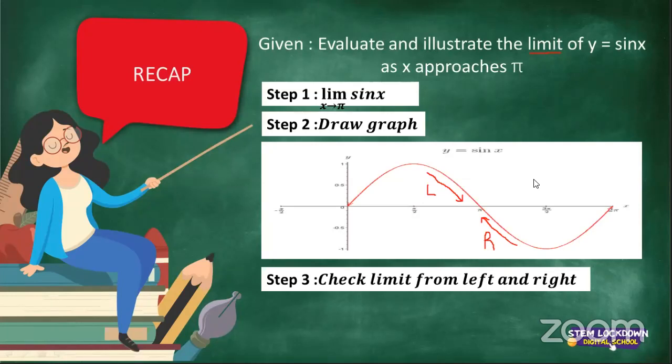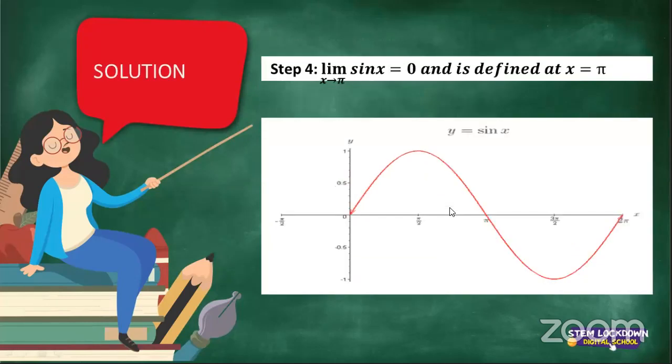But then another thing that you need to notice is that even if you drew your graph, you need to state whether the limit at this point, or if our function at this point, is defined or not. So how we check that is, if you substitute the value of pi, do you get an answer of y? And we do. If you substitute the value of pi in place of x, you will get 0.